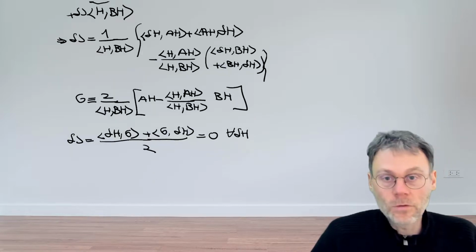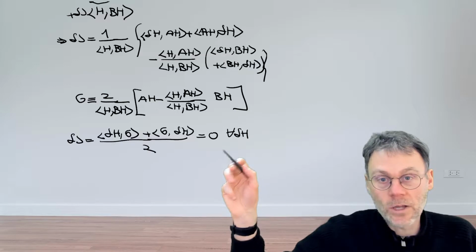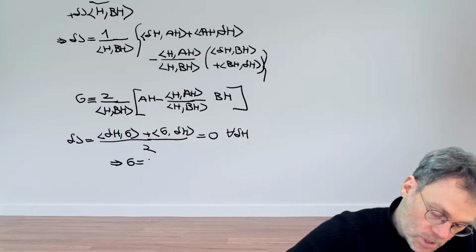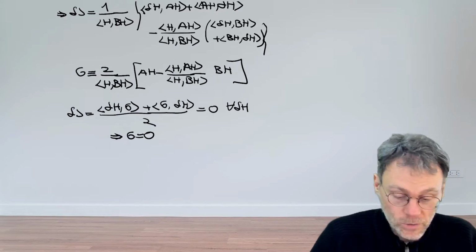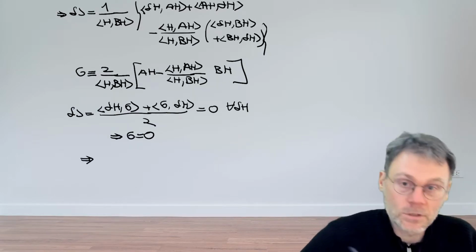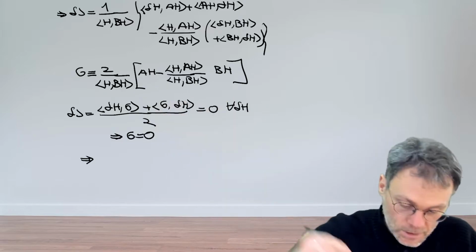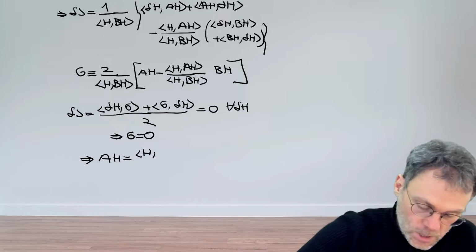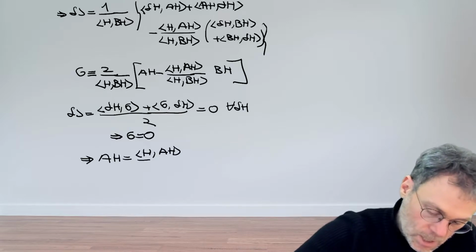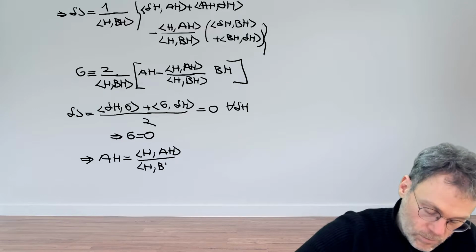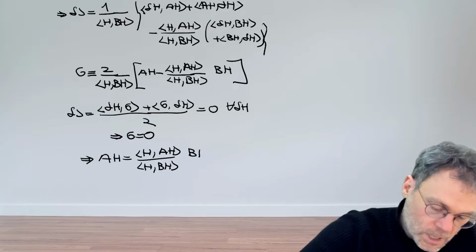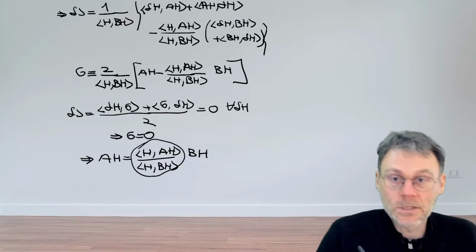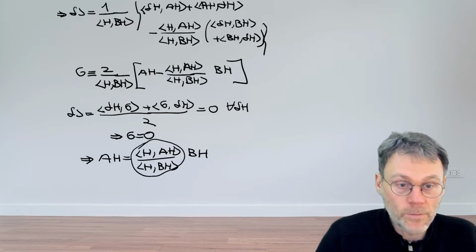Now, if that's true, the only way we can make this vanish for all possible delta H is, of course, if our G here is equal to 0. And that, of course, only happens if this thing between square brackets is equal to 0. So if AH is equal to H AH divided by H BH times BH. Again, I remind you of the fact that this is just a number, it's just a scalar basically.